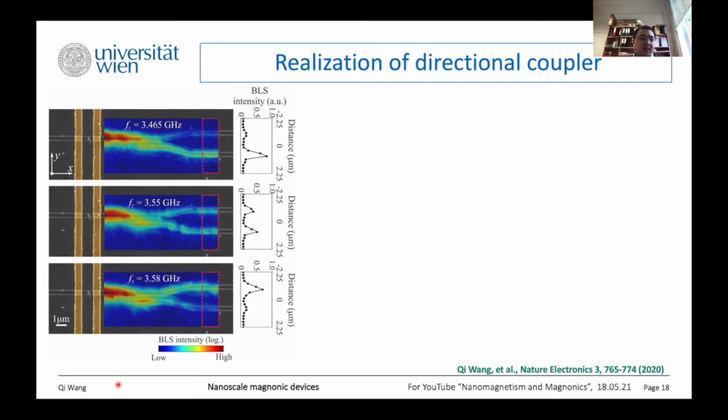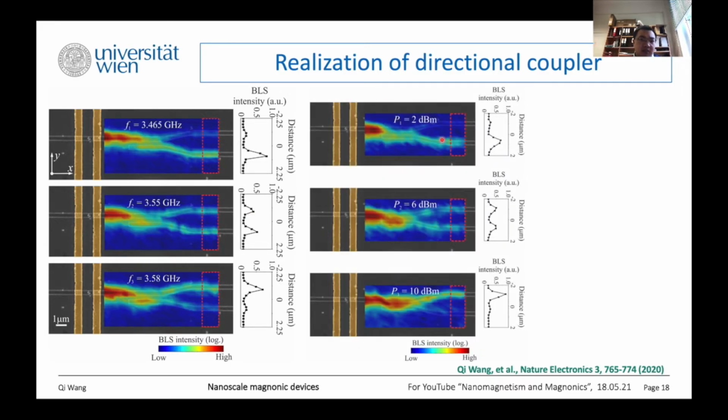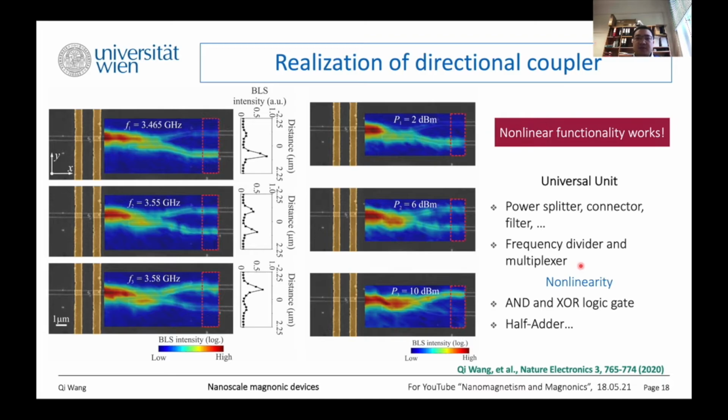Here are the results, measured by Brillouin light scattering, so the 2D map. We can clearly see that for different frequencies, the directional coupler has different functionality. And if we fix the frequency and just increase the power, we can also switch the output from one to another. So the nonlinear functionality also works in the experiment. So this directional coupler is really a universal unit which can work as a power splitter, conductor, filter, and so on.